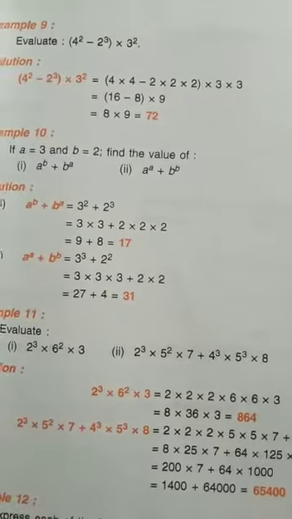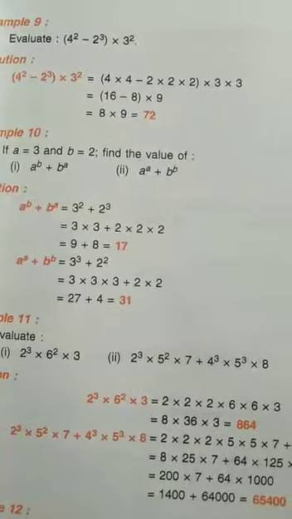Okay, so now if we consider another example, example 9, 4 square minus 2 to the power 3 into 3 square. So that means 4 square minus 2 to the power 3 is in the first bracket.